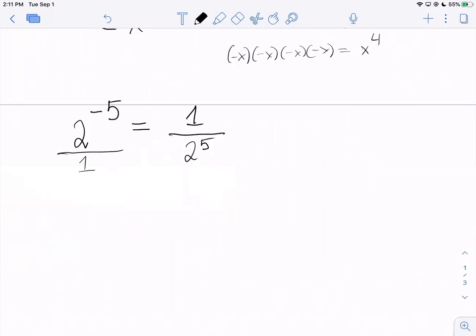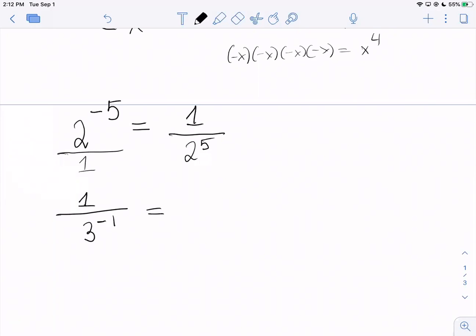And then how about this? What if we see something like this? Just to think about this. What about 1 over 3 to the negative 1? What would this be? Would it flip as well? So it would become 3 over just 3?